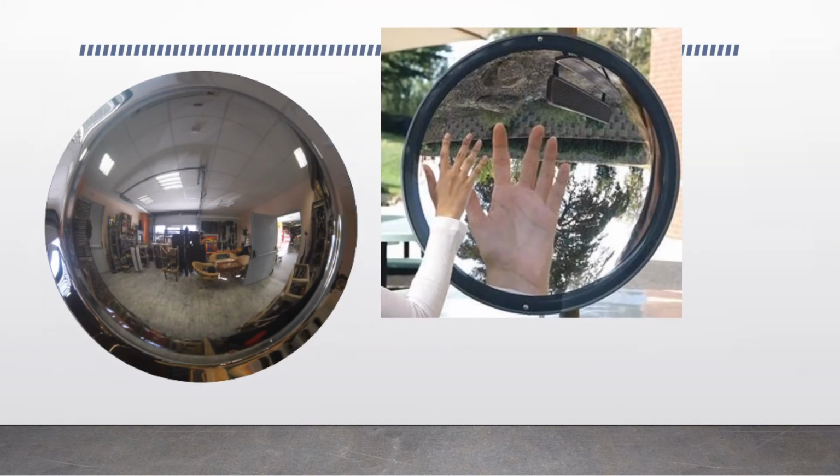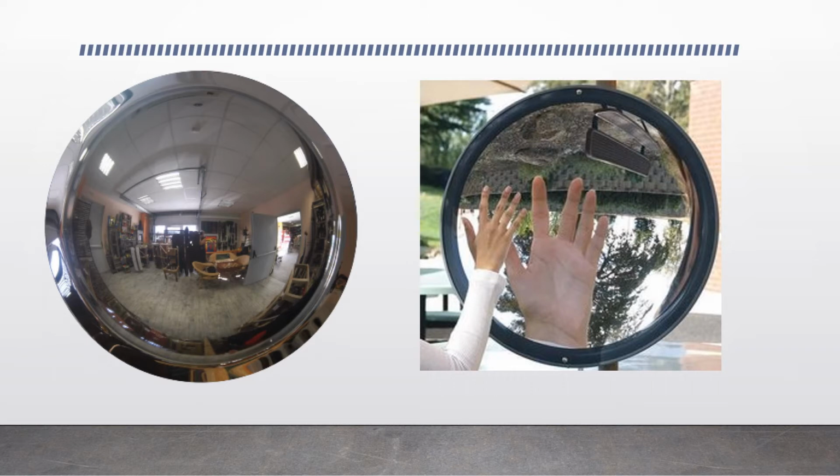Now, there are two kinds of curved mirrors. Okay, this one and this one. Observe the reflection of the two curved mirrors. What can you say? Now, what do you call this mirror at the left side? Yes, it is convex mirror. How about this curved mirror at the right side? Okay, it is a concave mirror.